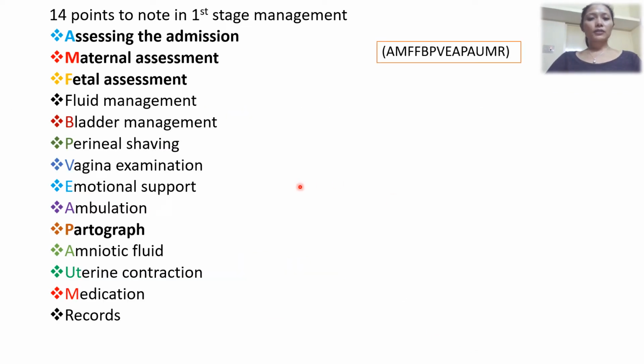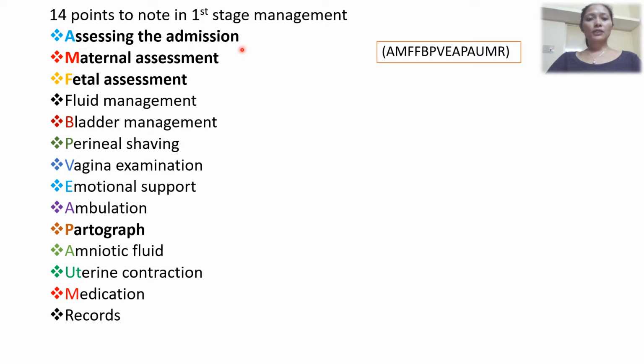So now there are 14 points that you should note down in the first stage of management. Many of the students are not able to recall or make the 14 points, which are a must in the first stage of management. So I have mentioned the 14 points here and I will give you a simpler form as well.